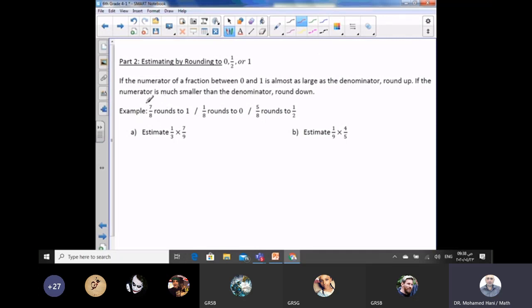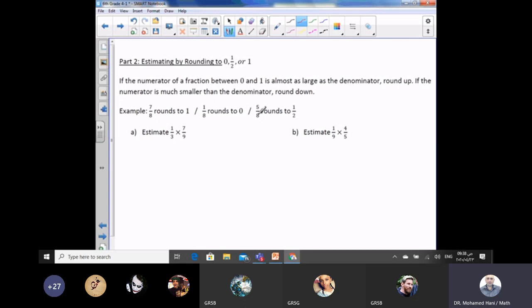So for example, if you had 7/8, that 7 and 8 are really close together, the numerator and denominator. So we would say that's really close to 1. With 1/8, 1 and 8 are very far apart. Therefore, we'd say 1/8 is closest to 0.